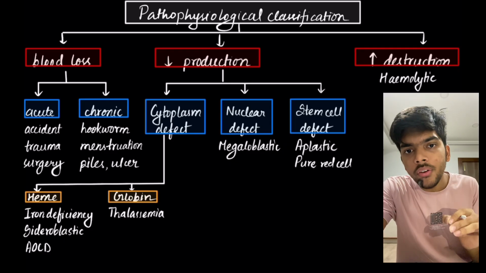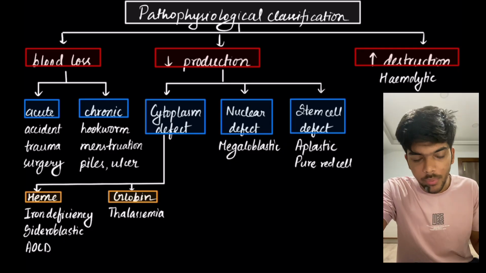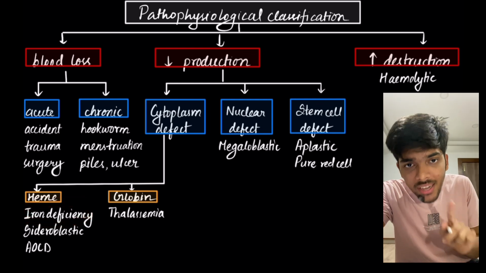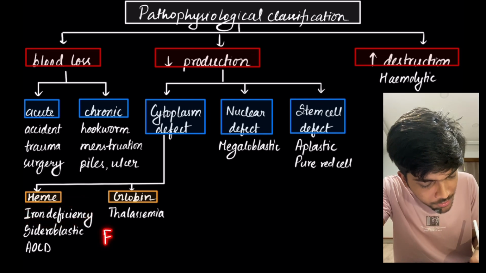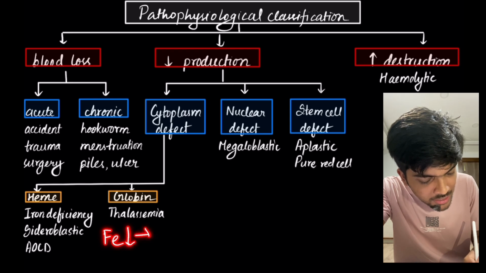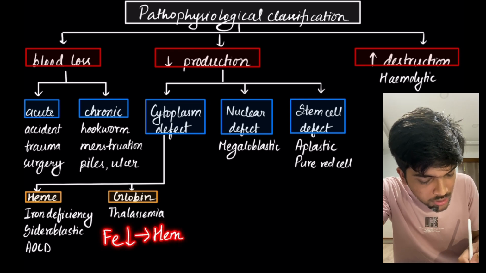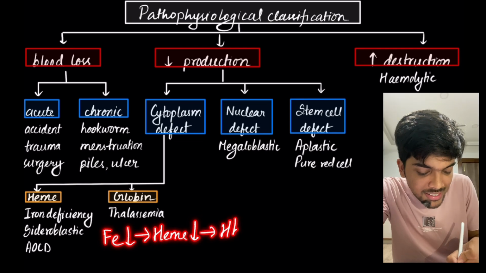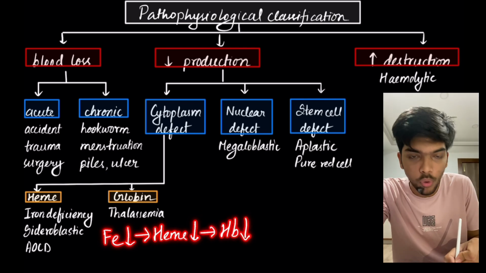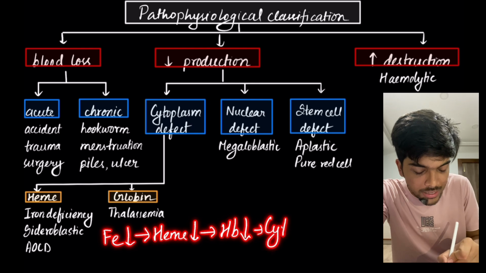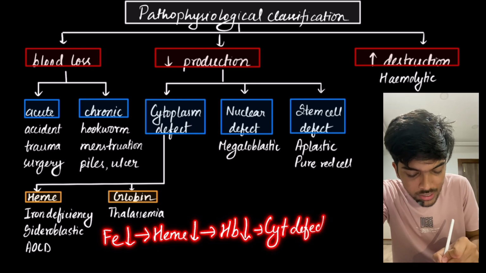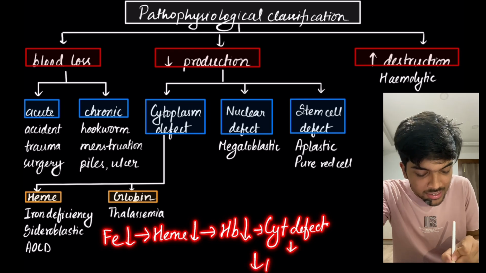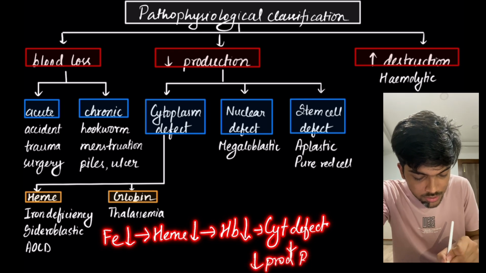Till now we have already seen two different types of anemia. First was iron deficiency anemia. In iron deficiency anemia, there is deficiency of iron. As a result, there is decrease in production of heme because heme is composed of iron. As a result, there is decrease in production of hemoglobin. As a result, cytoplasmic defect occurs in progenitor and stem cells of red blood cells. As a result, there is decreased production of red blood cells.